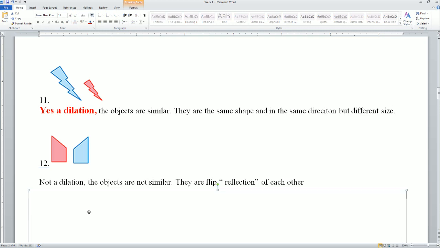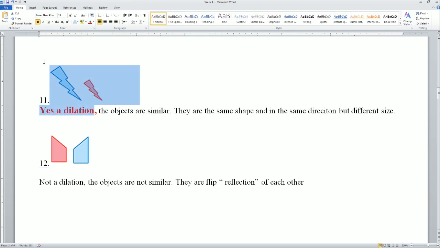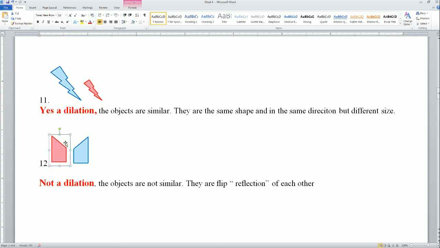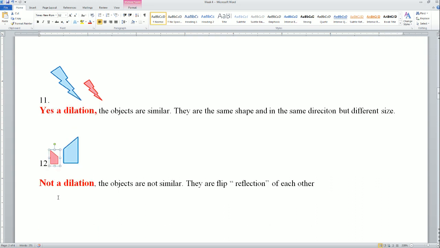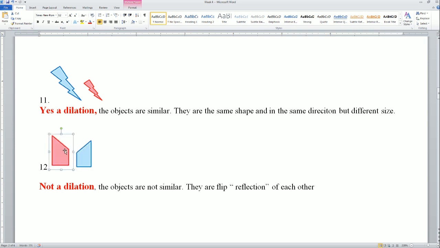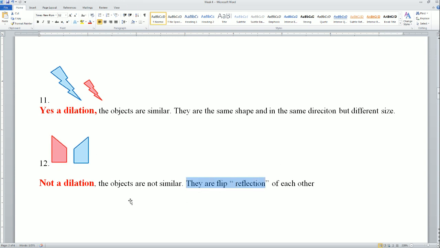Next one, 12. I would say this is not a dilation. The reason why 12 is not a dilation is because they're not similar. I cannot enlarge or reduce the red object in a way to get the blue object. There's no way. Okay, these are just reflections of each other. Good. There you go.